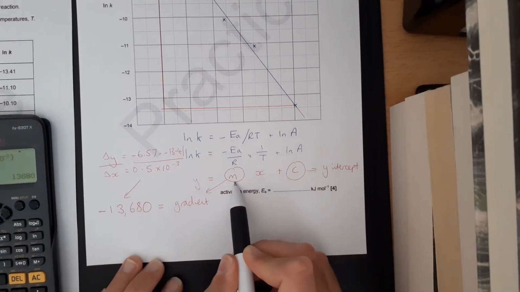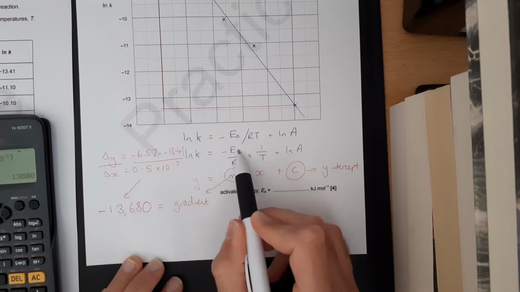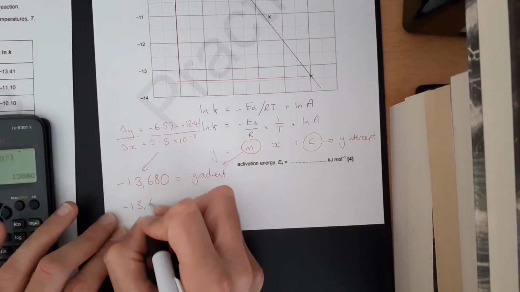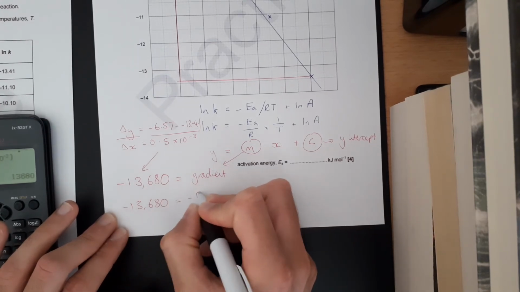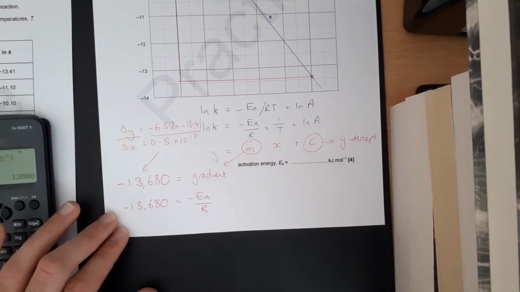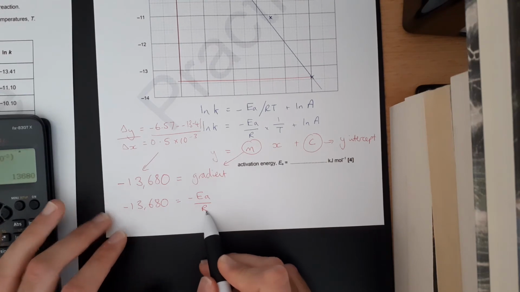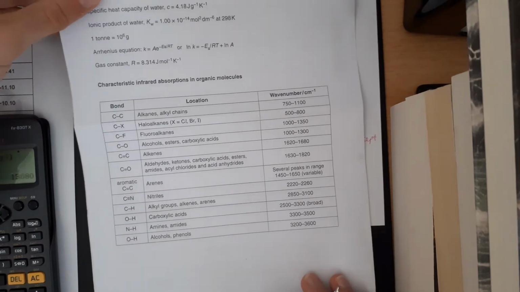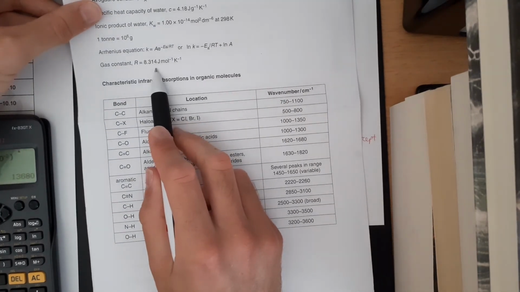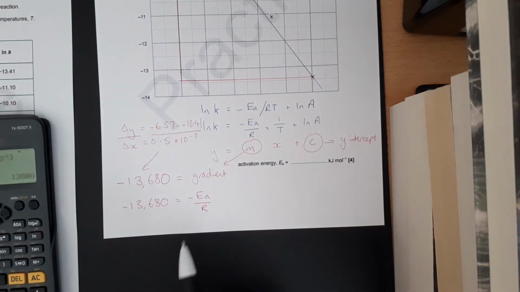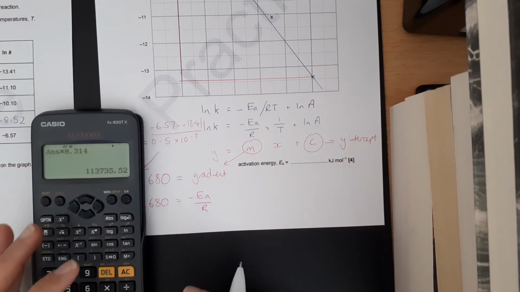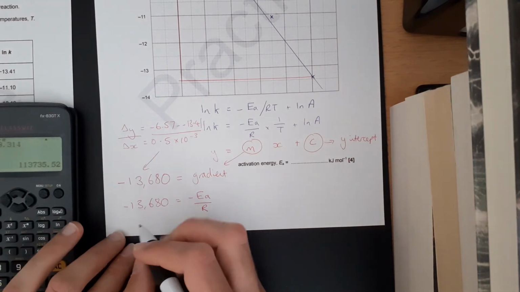Well, the gradient is represented by m, and from our equation, m is minus EA over R. Okay, so therefore, minus 13,680 is equal to minus EA over R. Okay. R is a constant. It's a gas constant, and again, that is also given to you on your data sheet as 8.314. So now all we need to do is just multiply by that value. Okay. So we're going to take this and we're going to times it by 8.314.